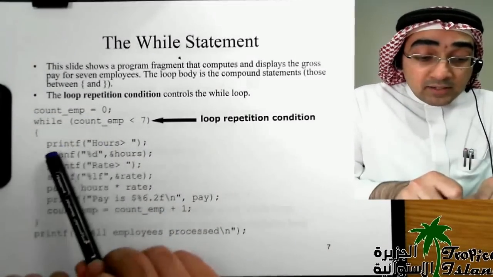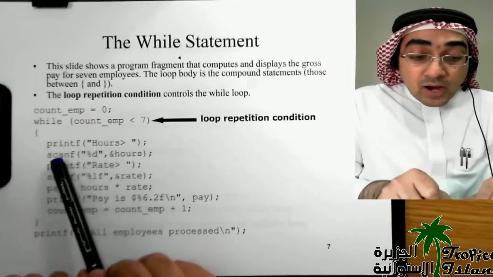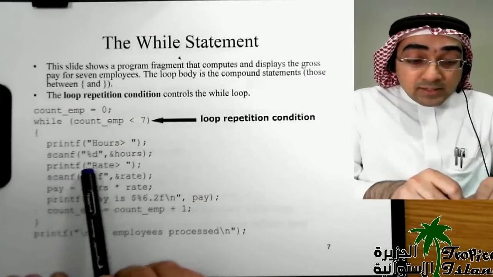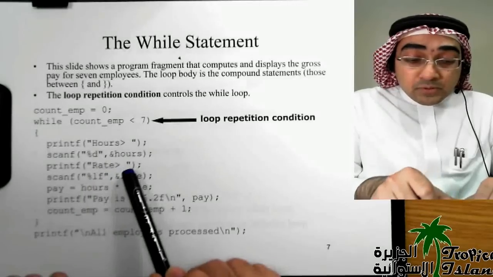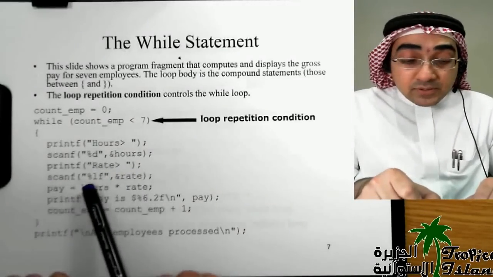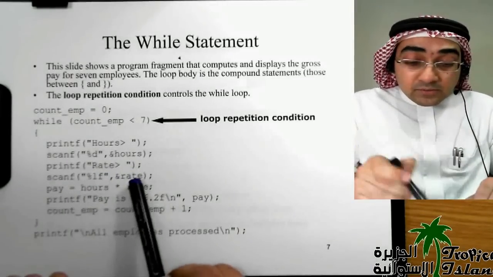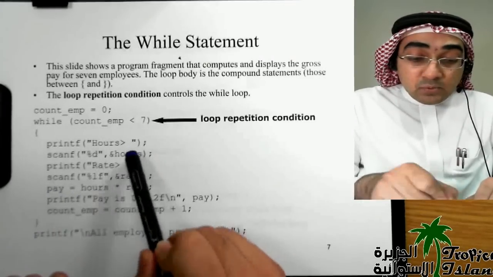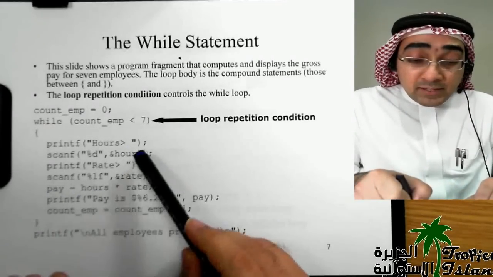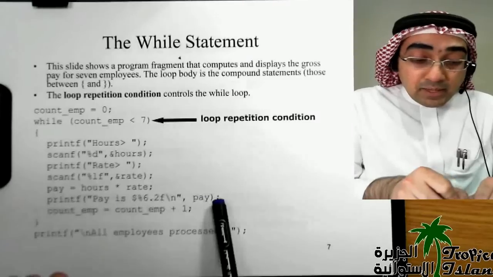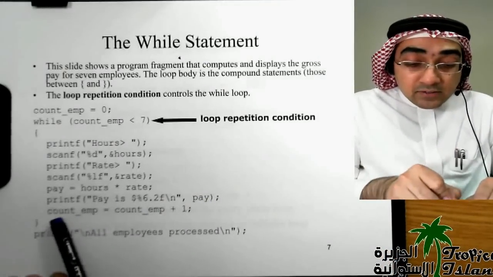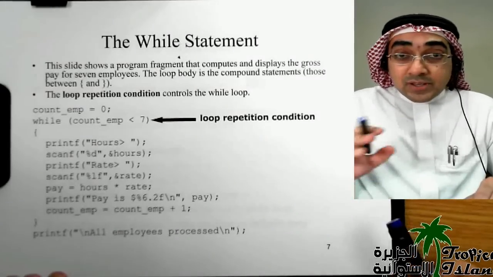In here, I'm going to print "hours" for the user and ask them to enter the hours. Then I'm going to prompt the user to enter the rate of that person, and read that into the variable rate. Then I'm going to calculate his pay, which is the hours multiplied by the rate. That is going to be his pay, and then I print the pay to the user, and then I increment my employee count by 1 because I finished processing the first employee.